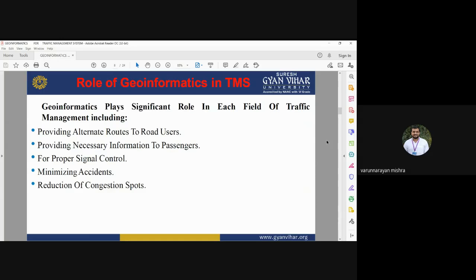Okay, so how can geoinformatics, meaning remote sensing, GIS and GPS, be used for traffic management system? It can play a significant role in each field of traffic management. That includes providing alternate routes to road users. If some road has high traffic, they can provide an alternate route to the road users. Also, providing the necessary information to the passengers. Passengers will be updated with the current live scenario of the traffic on that road.